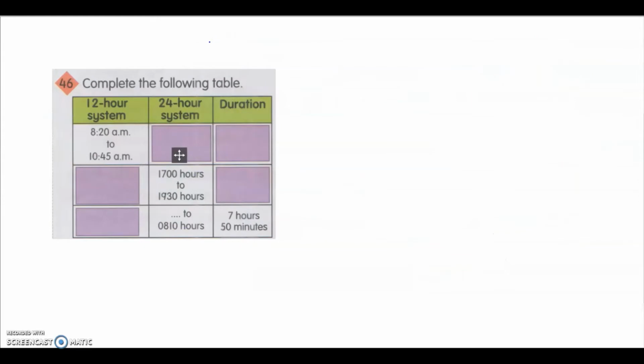Okay, now we look at question 46. Complete the table. So we look at the 12-hour system first. Okay, the first one is 8:20 a.m. to 10:45 a.m. So we change to 24-hour system. So 8:20 a.m. will be 08, this is the hours, and then the minutes 20. And then you just write hours. To 10:45 a.m. will be 10 is the hour, and then 45 the minutes, hours.